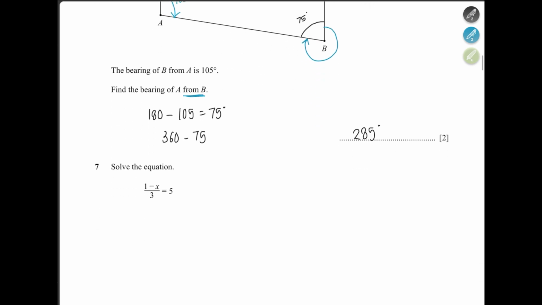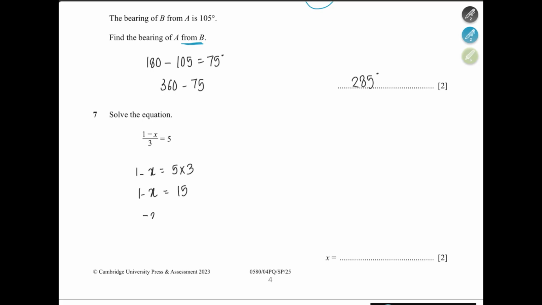Okay. Solve the equation. When they ask you to solve, you have to make x the subject first. So 1 minus x equals 5 times 3. 1 minus x equals 15. Minus x equals 15 minus 1. Positive 1 becomes minus 1 over there. So minus x equals 14. This is a minus, so it basically means minus 1x equals 14. So x equals 14 over -1, which equals -14.